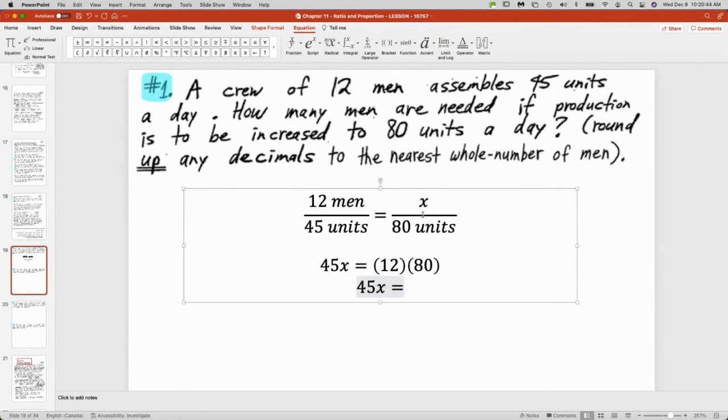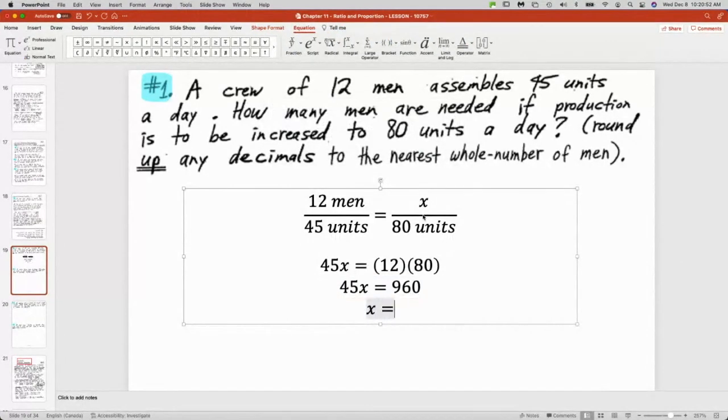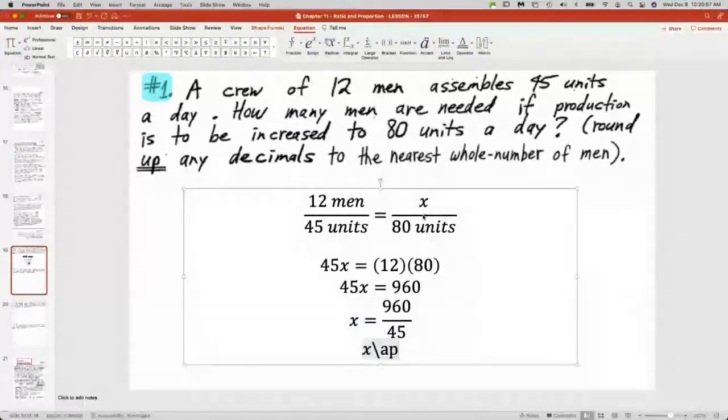So 12 times 80 is 960. And then you can divide by 45. If we divide by 45, we indeed get 21.3. Now the issue here is that you can't have 21.3 men, so you have to round it. So what do you round it to? Is it 21 or 22?